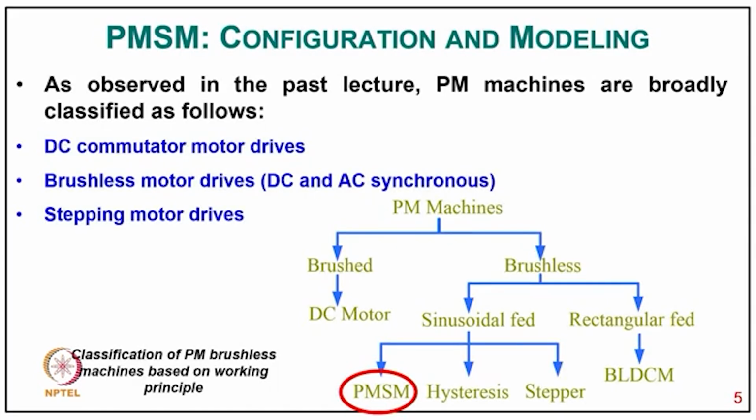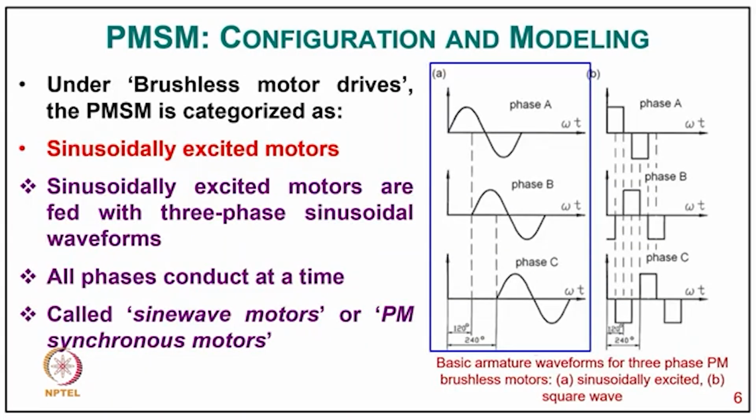As observed in the past lecture, permanent magnet machines are broadly classified as DC commutator motor drive, brushless motor drive like DC and AC synchronous, and stepping motor drive. So, here you can see the classification. One is the permanent magnet brush DC motor, then brushless sinusoidal and rectangular. Rectangular we call the permanent magnet brushless DC motor, and sinusoidal we have of course the permanent magnet synchronous motor, and hysteresis motor and stepper motor.